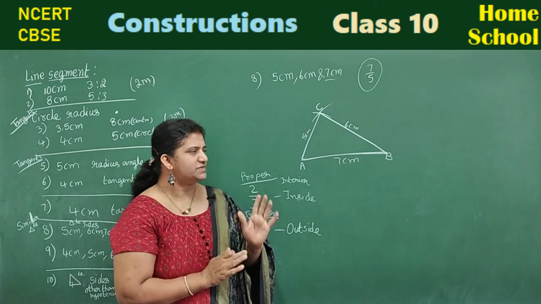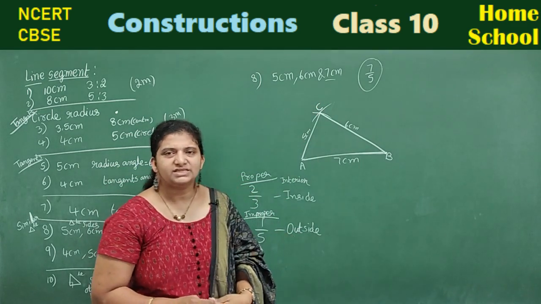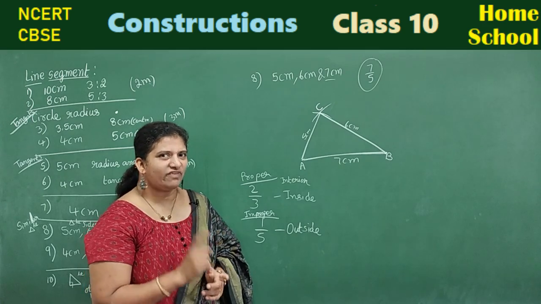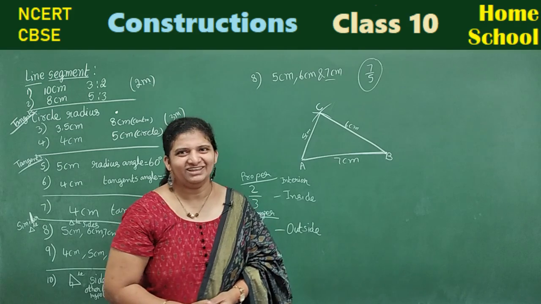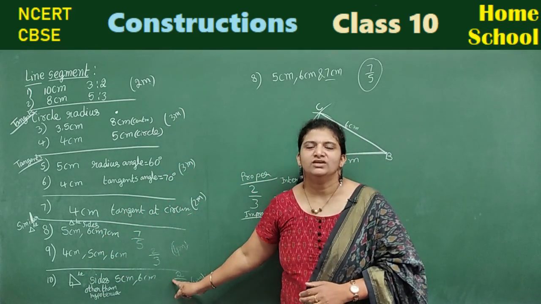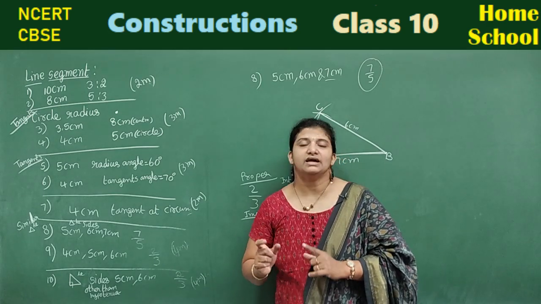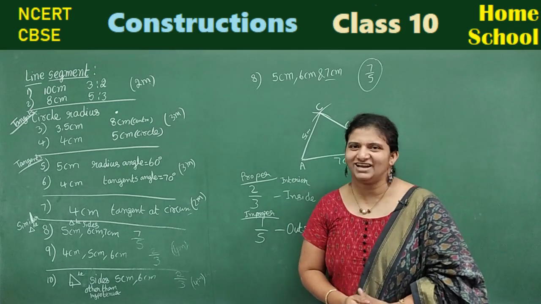So first observe the ratio. See here, 7 by 5. Is it proper or improper? Improper. So where will the new triangle be? It will be outside the triangle. Okay, see another ratio here. 2 by 3. Is 2 by 3 proper or improper? Proper. It means the corresponding new triangle will be inside the triangle.